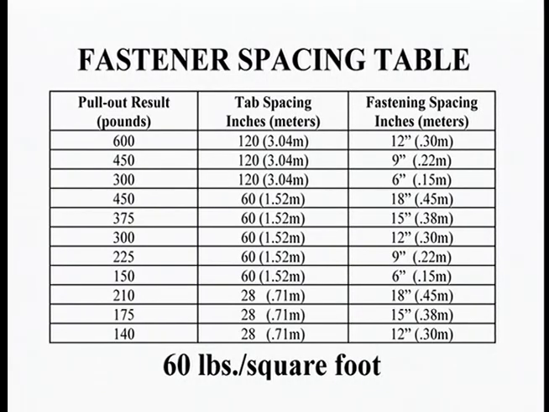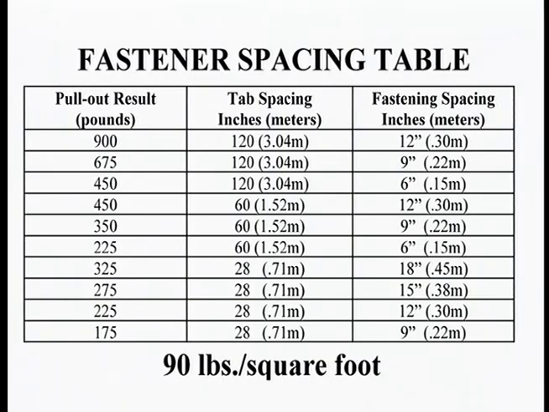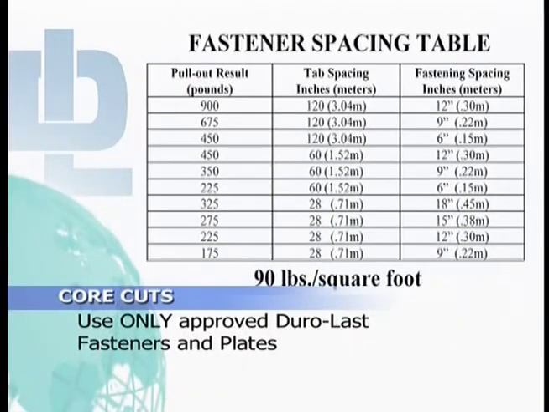After the core cut and pull-out test, you can determine the type and length of fasteners and calculate the number needed by using the Duro-Last fastener spacing table. This chart is available as a document link in the document section of this DVD. It is also in the specification manual. Only approved Duro-Last fasteners and plates may be used.